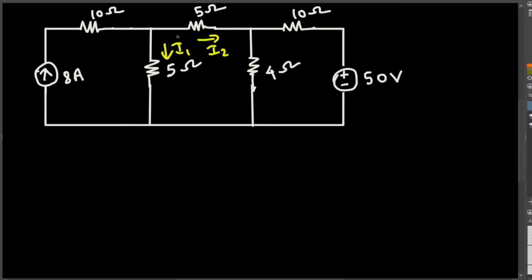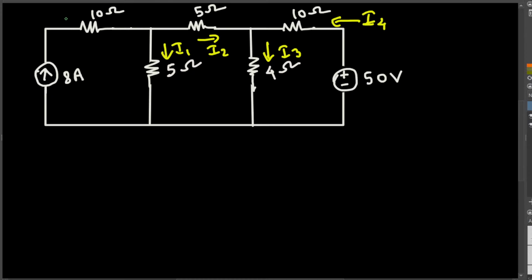You can assume any direction. If you get it wrong, you're going to get the negative answer. So it's always going to be right. So you can just assume the directions of the current. Here I'm assuming the current is going this direction. Let's call this one I3. Let's call this one I4. Let's take this direction for it, I4, and that's it.